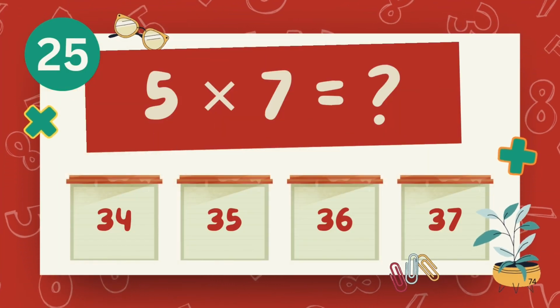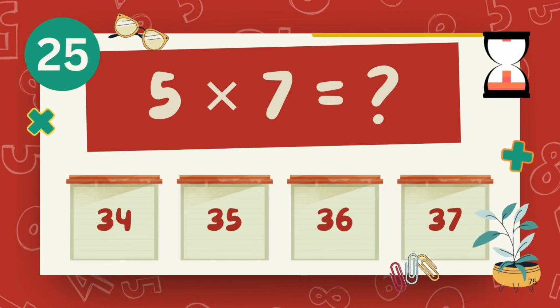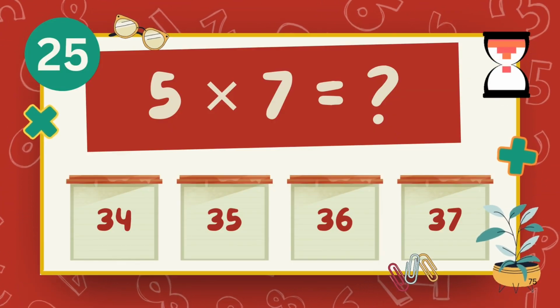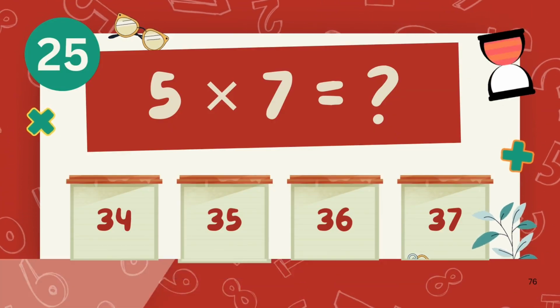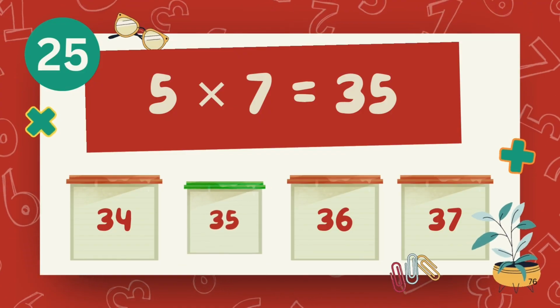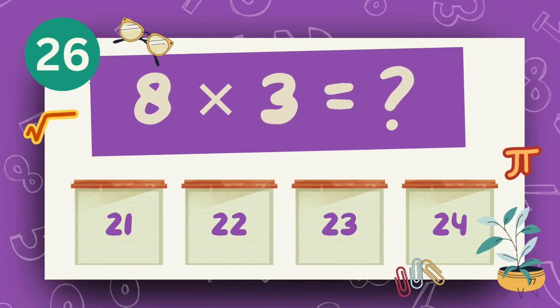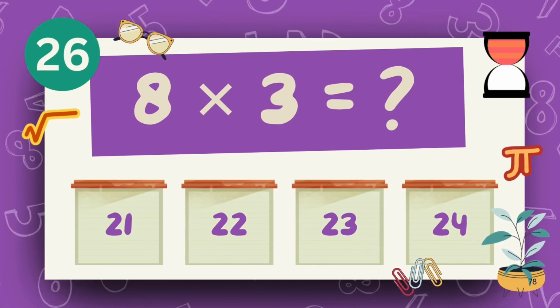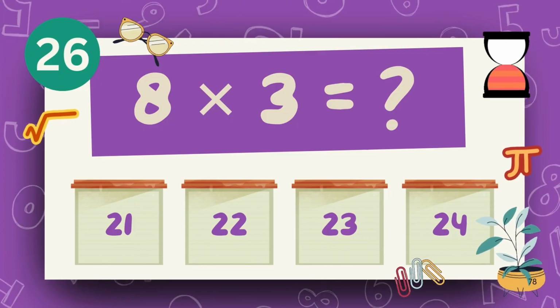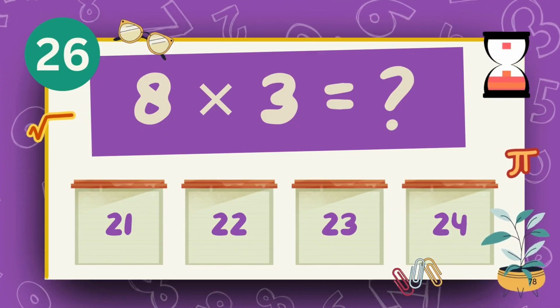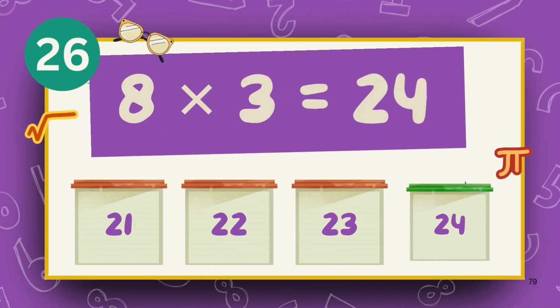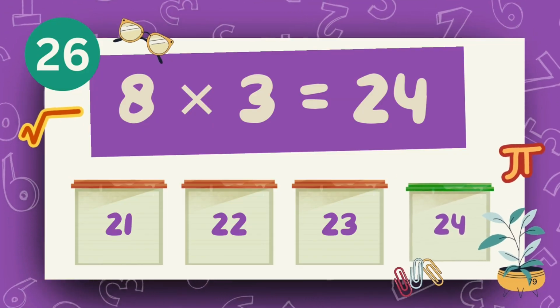What is 5 multiply 7? The answer is 35. What is 8 multiply 3? The answer is 24.